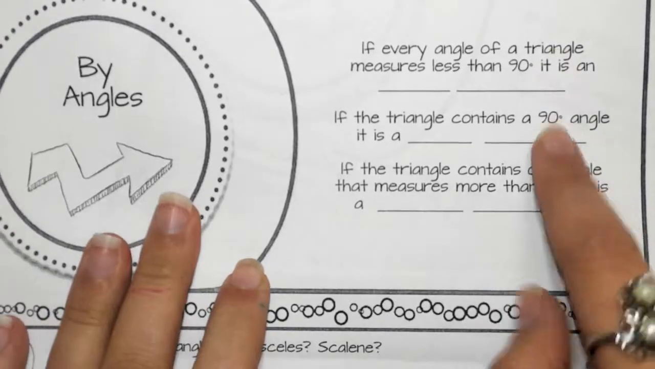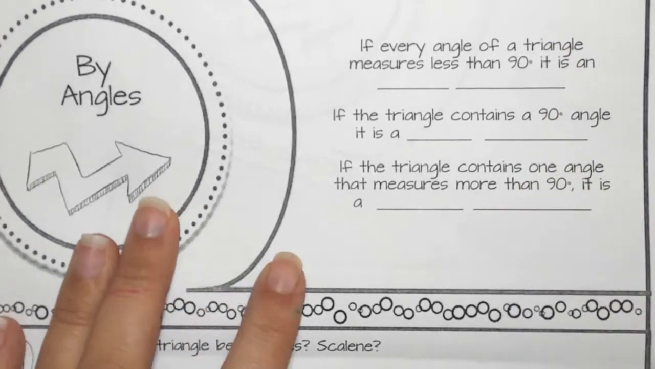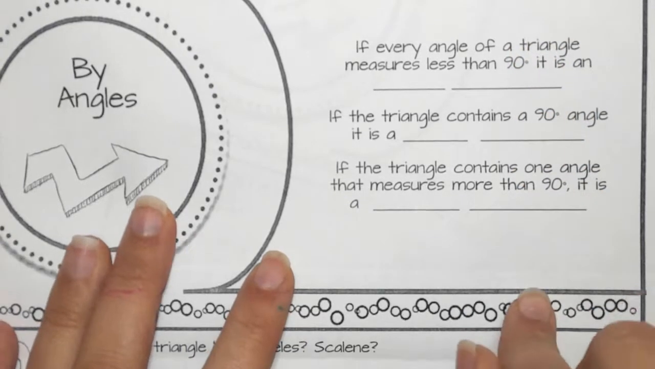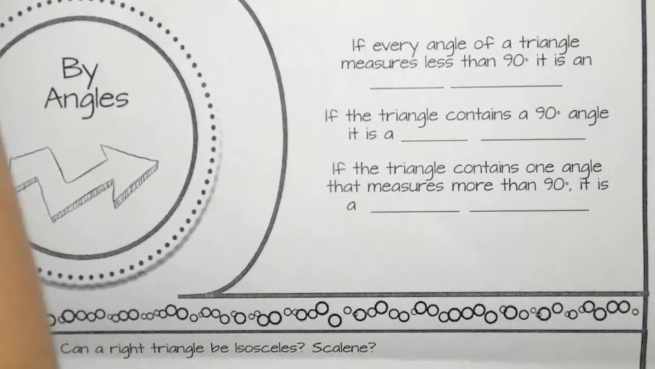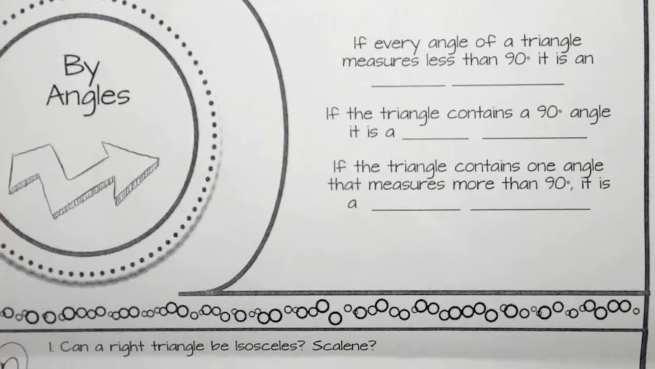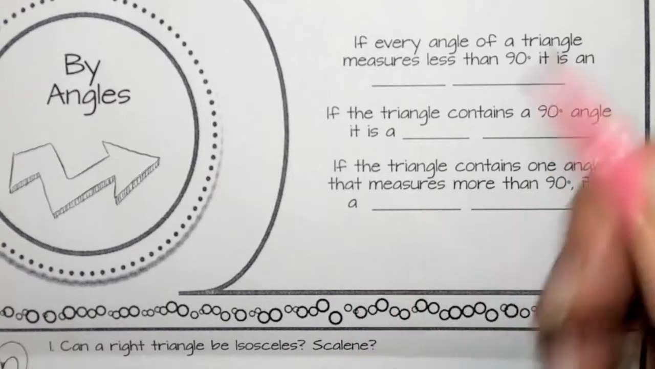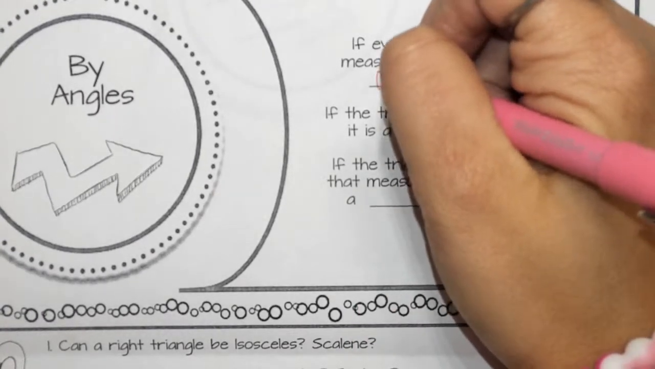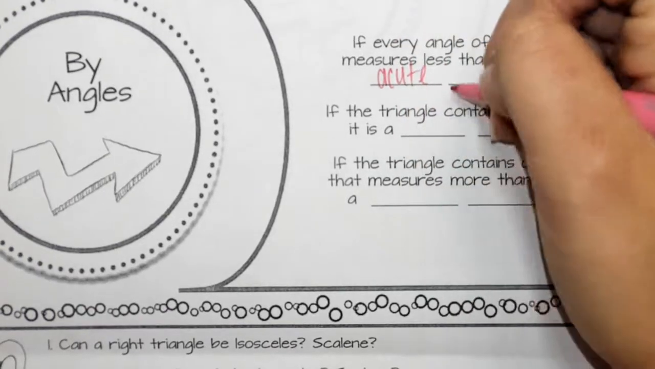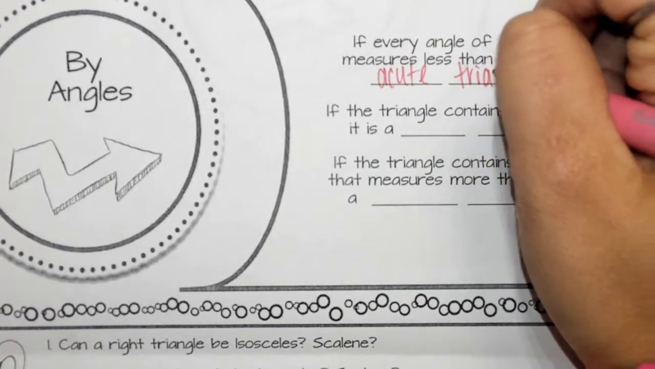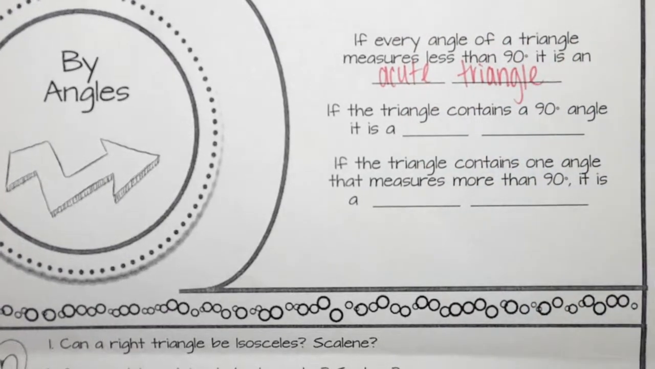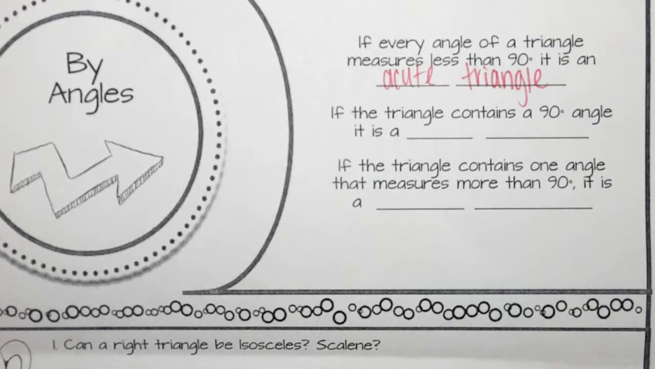So there are three ways to classify, well, four kind of. There are three ways to classify a triangle by its angles. If every angle of a triangle measures less than 90 degrees, it is an acute triangle. And you're probably going to need a ruler or a protractor, so I would get those out because we're going to practice drawing them. You might want to use straight lines.